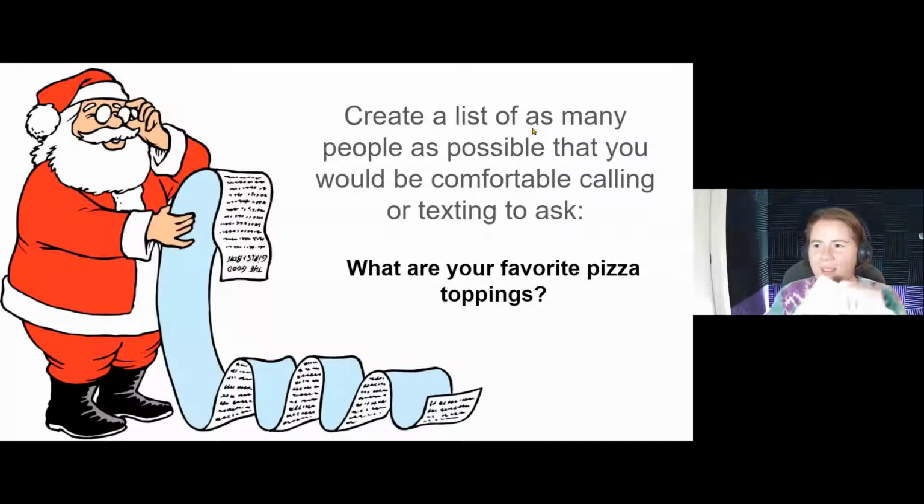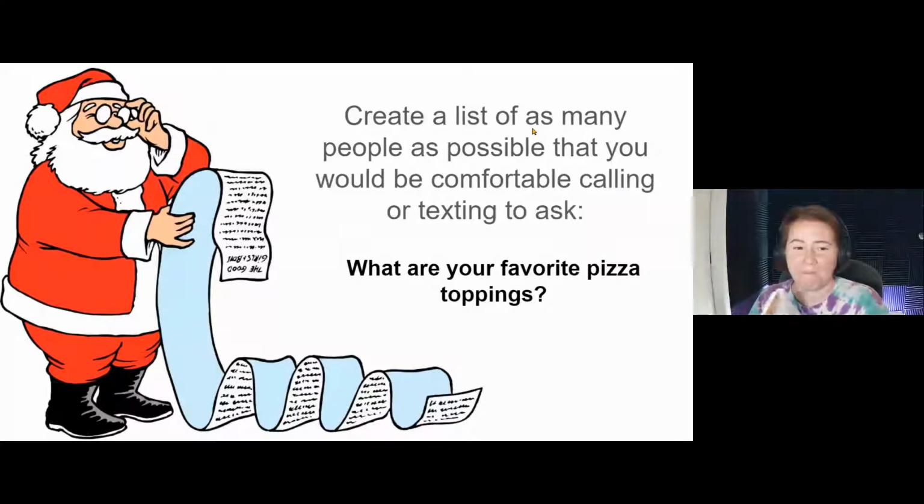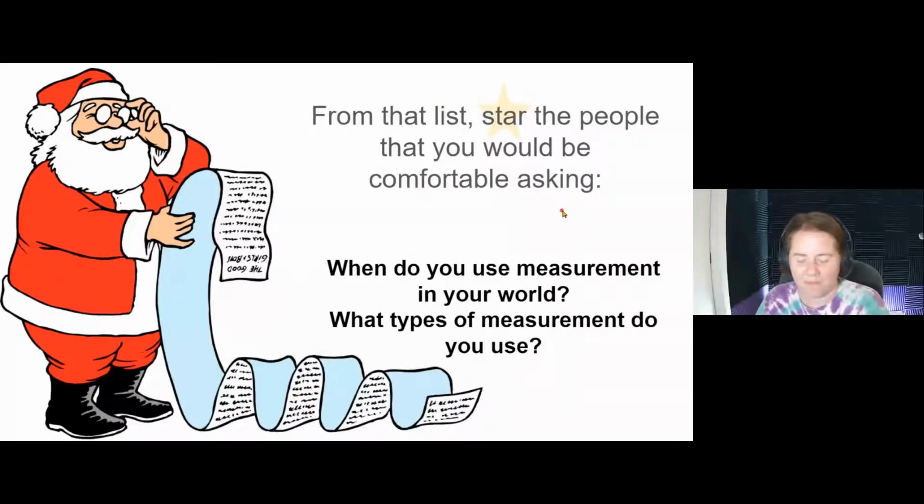You might have a list. I've got my list. I've got 10 people. I always do what I want my students to do to make sure I give them enough wait time. Alrighty, part 2 of this is now you're going to star. Of that list, star the people that you're comfortable asking, when do you use measurement in your world? And what type of measurement do you use? Put a star next to their names.